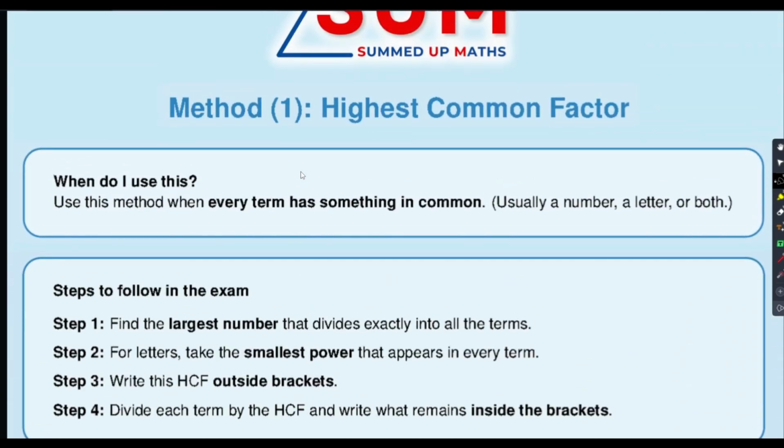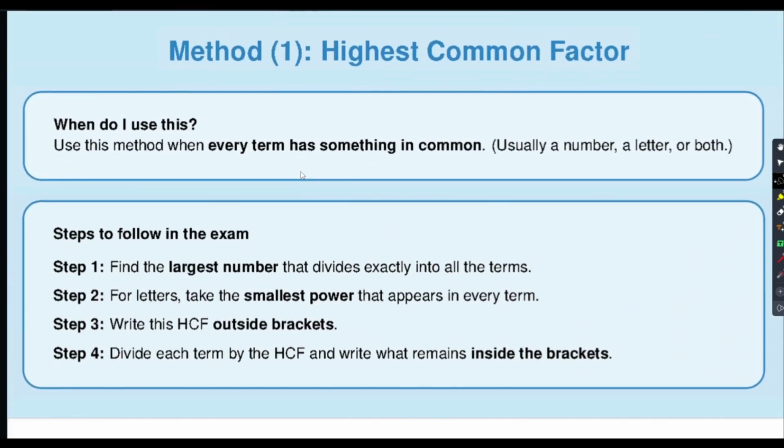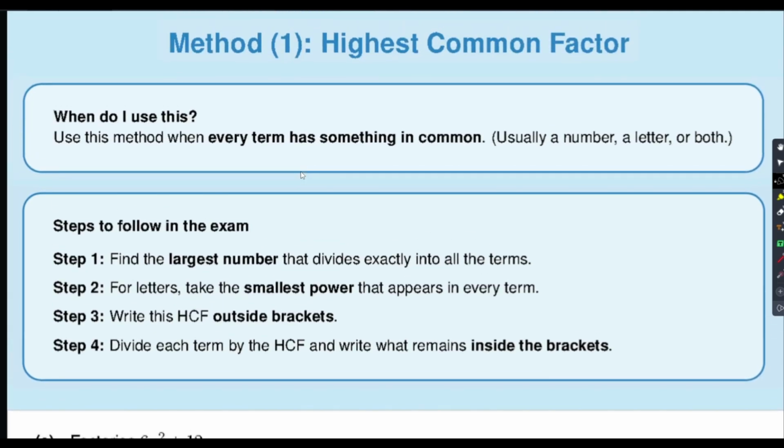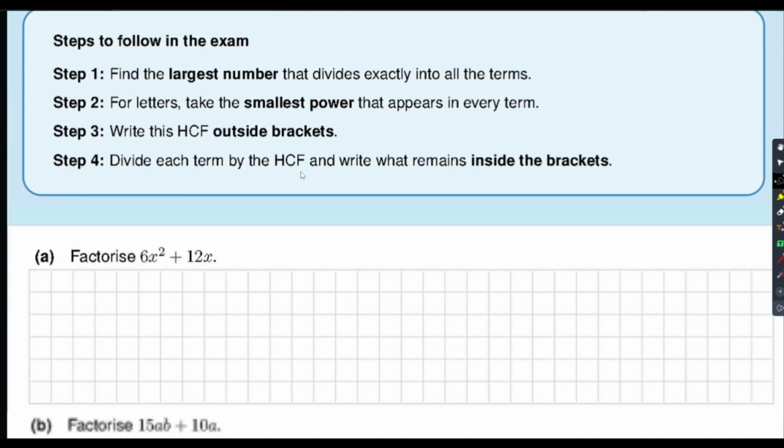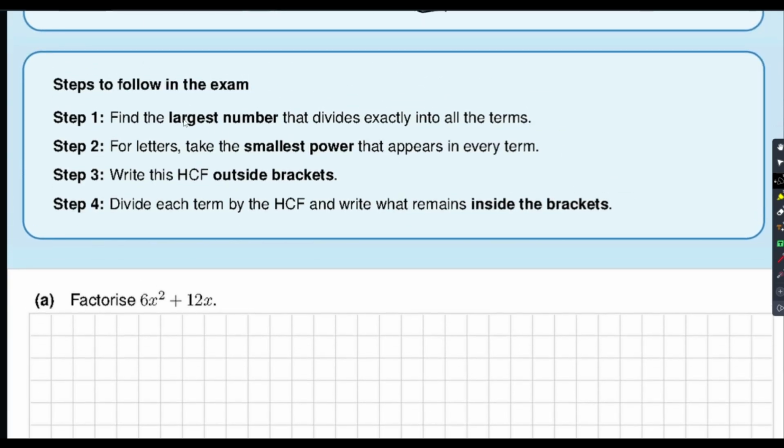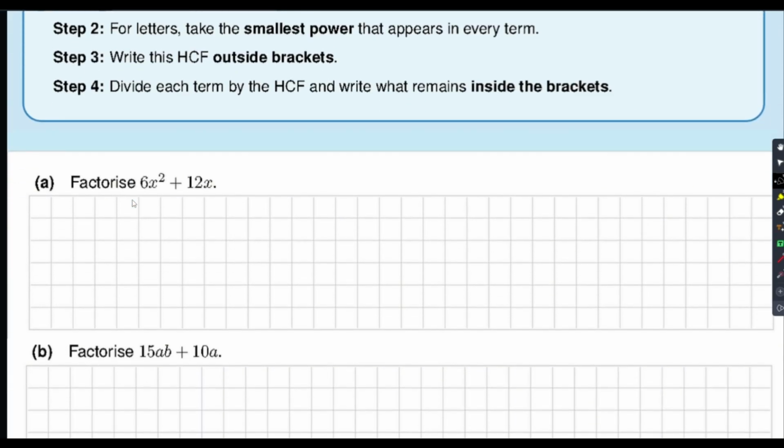Method number 1, highest common factor, and this is the most common factorization method. We use it when each term has something in common, so a number or a letter or both. And here are the steps to follow, and the steps will only make sense when I actually do it.